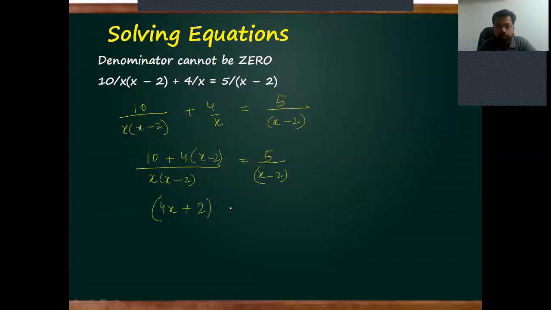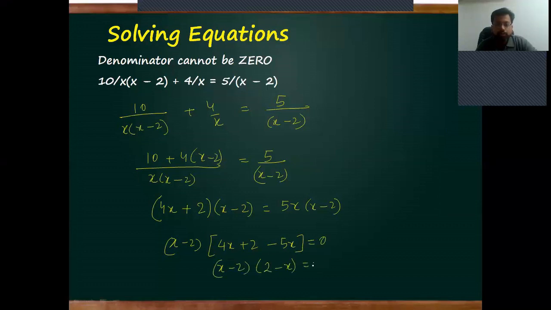I don't cancel out the x minus 2, so I cross multiply, so you get this, and you have 5x into x minus 2. Okay. I'm not cancelling out because again we saw in the previous example that there could be a loss of root, so I did not cancel out. And I cross multiply. So you take everything on the one side. You have x minus 2 as a common factor, and you have 4x plus 2 minus 5x equal to 0. So you have x minus 2 and 2 minus x is equal to 0, which means minus x minus 2 whole square is equal to 0. Therefore, x is equal to 2.